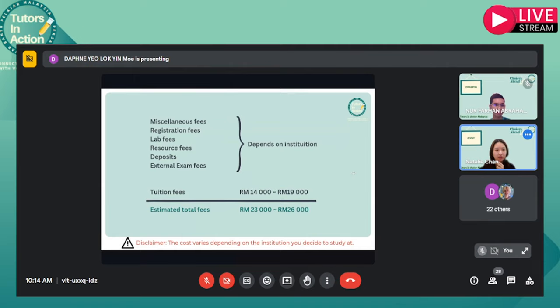Okay, so the tuition fees I listed here, 14K to 19K, were the numbers in the previous slide. But for the miscellaneous fees, registration fees, lab fees, resource fees, deposits, and external exam fees, it greatly depends on which college you go to. But the rough estimated total fees will be about 23K to 26K, and the cost varies depending on the institution you decide to study at. And one more thing is that if you study art subjects, you don't actually need to pay lab fees because you don't use the lab. So art subjects will be cheaper than science subjects. It greatly depends on your subject combination as well. Next.